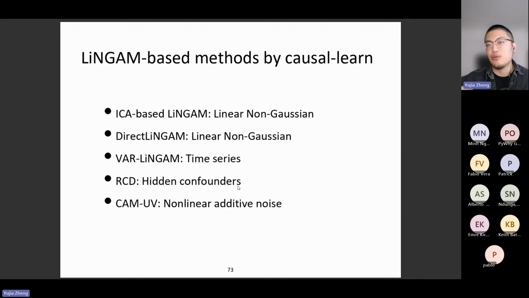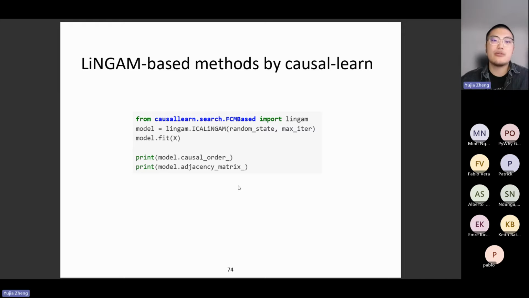Because Shohei Shimizu's group is in our causal-learn group, we have the official implementation for all LiNGAM-based methods. It's actually the case for most of our algorithms, because we have Peter Spirtes, Kun Zhang, and other authors. So for most causal discovery algorithms in causal-learn, we have their official implementation, which means we can always keep it up to date, and if we have any question, we can easily get it done by asking these authors. So yes, LiNGAM in causal-learn is also very straightforward.